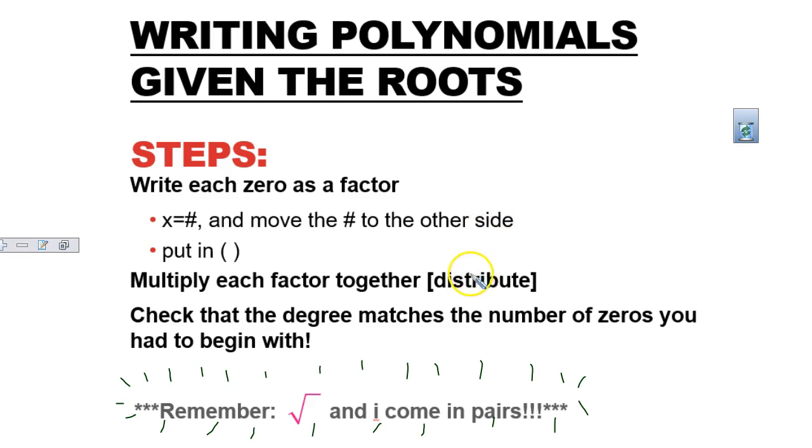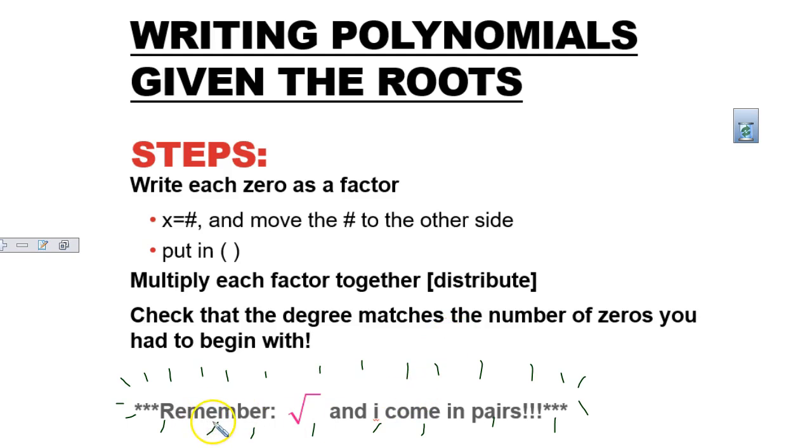And once we get all of the factors, we're going to multiply them all together, which is kind of like distribution. Some of you will use a little bit of FOIL and some really just multiplying everything in each polynomial times the others. And then we'll check at the end to make sure that we've got the right degree number. If we end up with a third degree, but we have 4 roots, we've done something wrong. We should have a 4th degree.